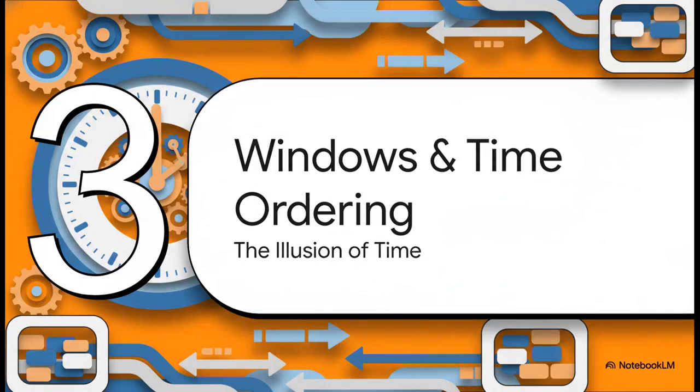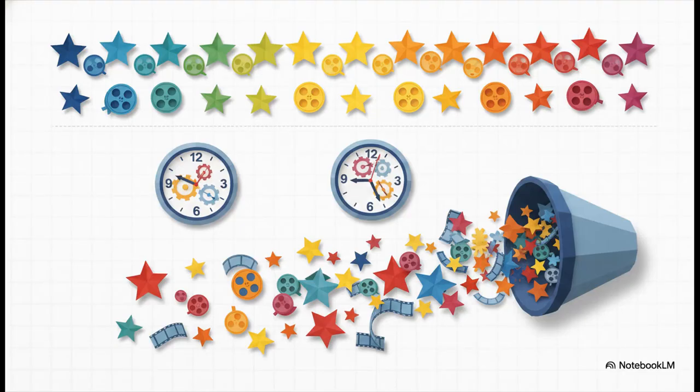Okay, Section 3, windows, time, and ordering. This is where things get a bit tricky. To really wrap your head around the headache of out-of-order events, let's talk about Star Wars. In stream processing, you're dealing with 2 completely different clocks, event time and processing time.